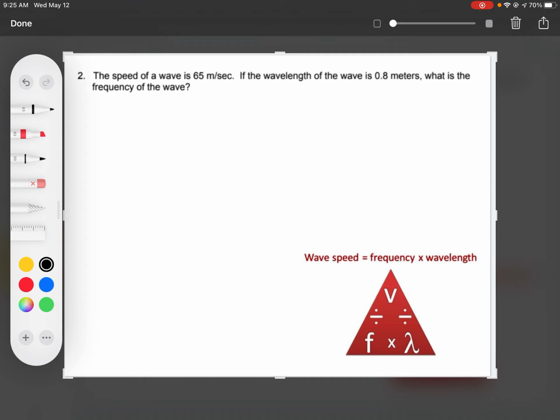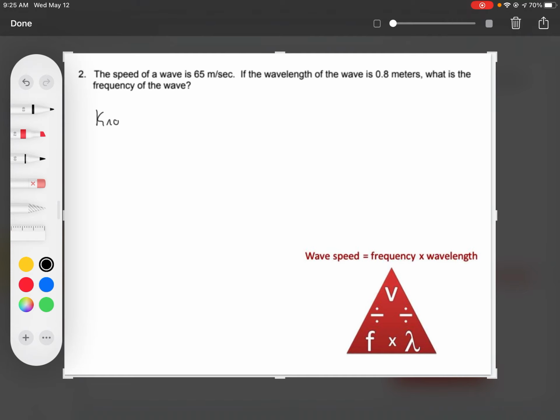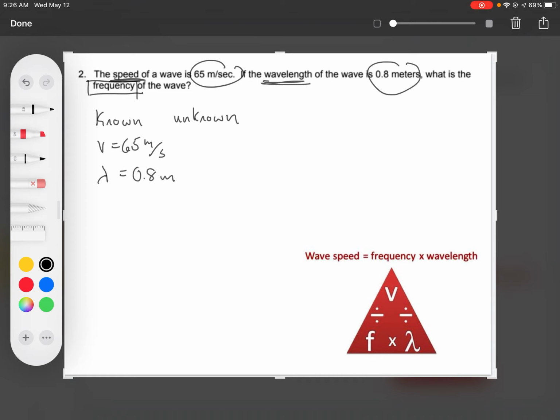Okay, so this is another wave problem. We're going to take the exact same approach. I'm going to write a known and an unknown column, and I'm going to circle my number and underline what it is. So I've got 65 meters per second, that's speed. I've got 0.8 meters, that's wavelength. And I'm going to look for frequency. That's why I'm putting a box around frequency. So my knowns are speed, v, equal to 65 meters per second, and wavelength, lambda, equal to 0.8 meters. My unknown frequency is equal to question mark.